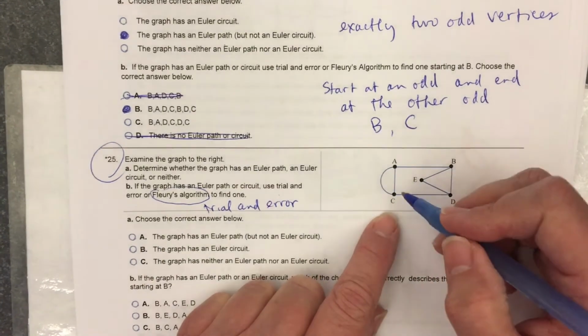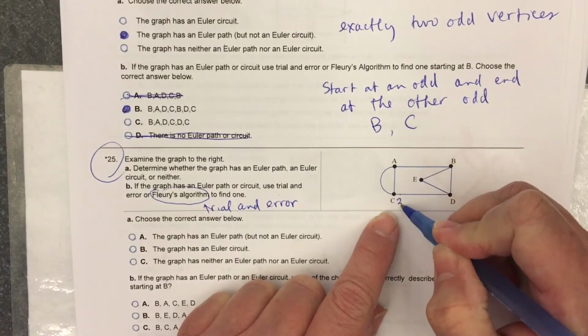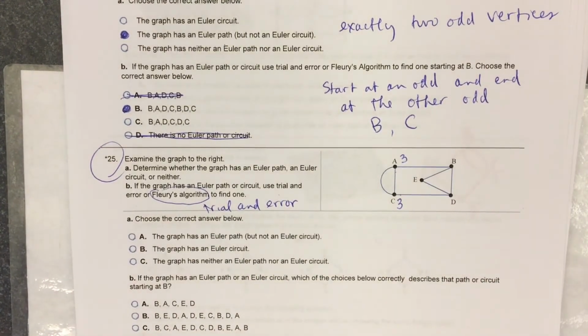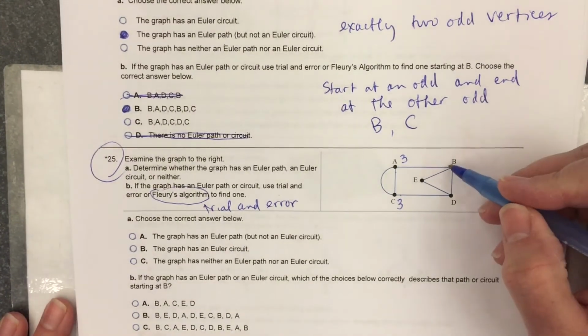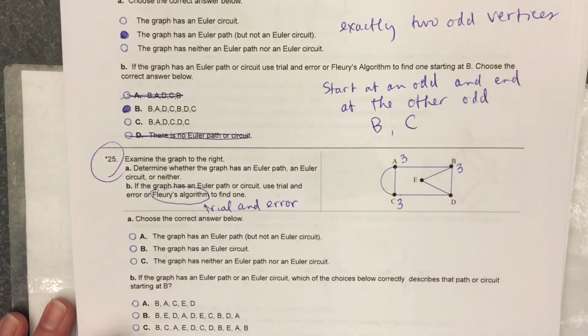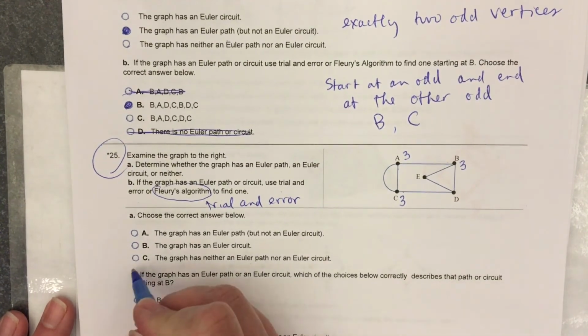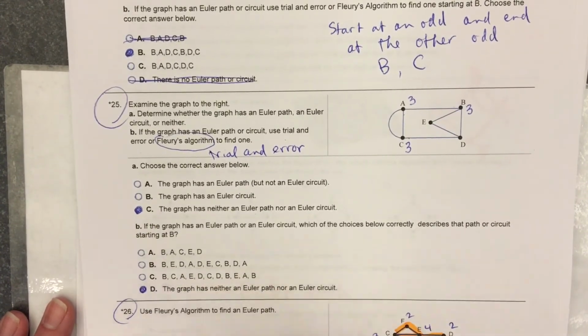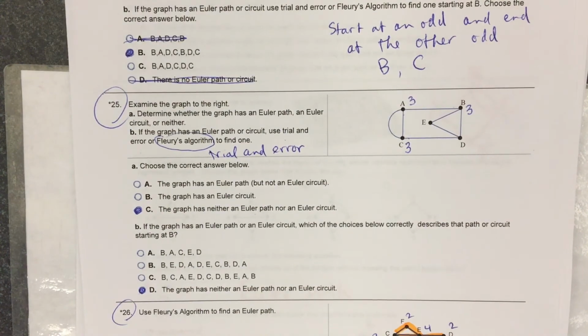Well, this is a connected graph. Vertex C has degree 3. A has degree 3. That right there, two odds, rules out Euler circuit. One more odd will rule out an Euler path. B is 3. There are 3 odds. You don't even have to look at the rest of them. This graph has neither an Euler path nor an Euler circuit. So I will select choice D. This graph has neither an Euler path nor an Euler circuit.